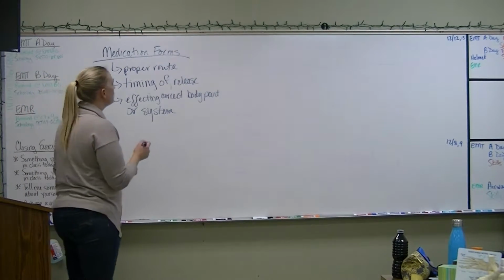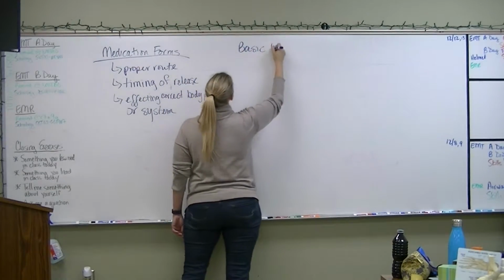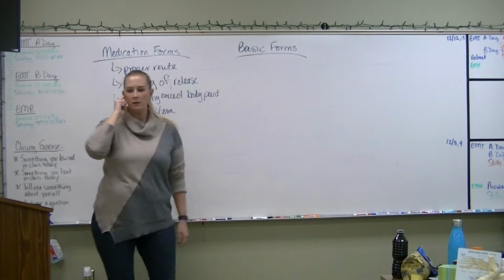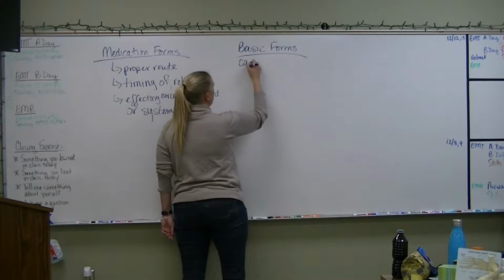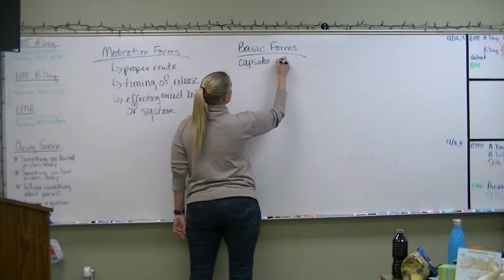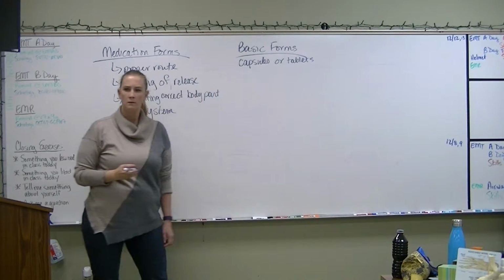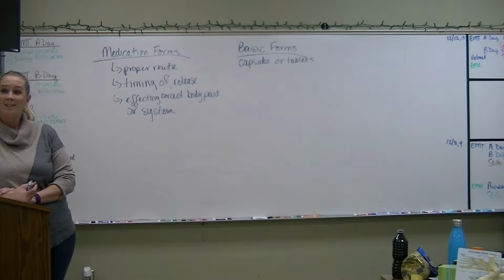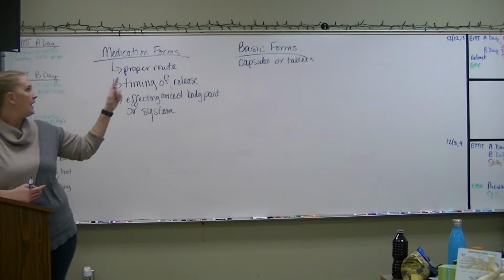Okay, so what are some of the basic medication forms? Pill. Okay, so we have pills. What's another name for pills? Capsules or tablets? What's the difference? Capsules are filled, aren't they? Yeah, with the medication. There's usually a gelatin type coating that holds the medication inside of it in a capsule. What's a tablet?